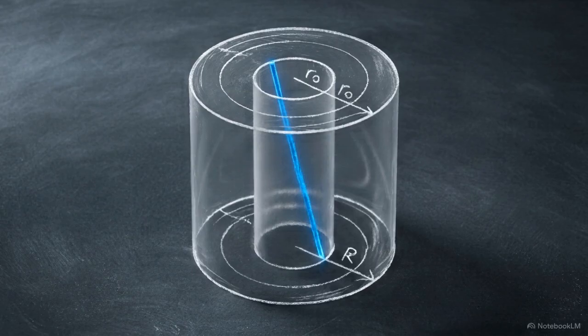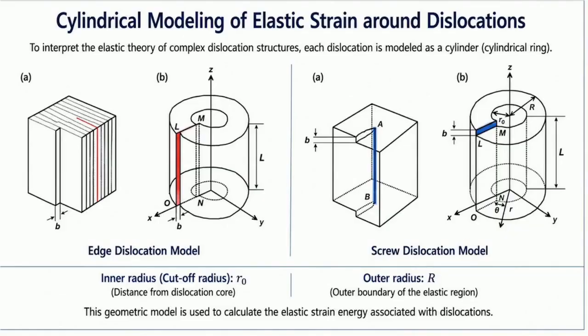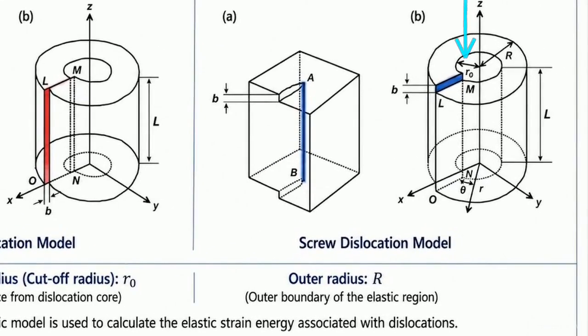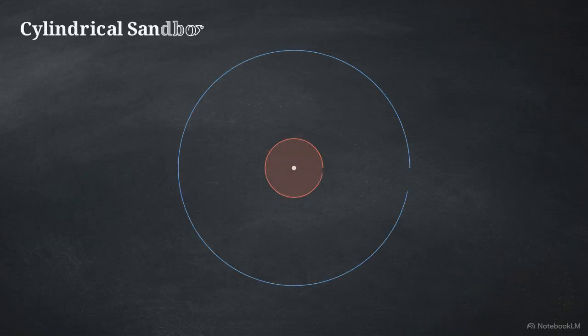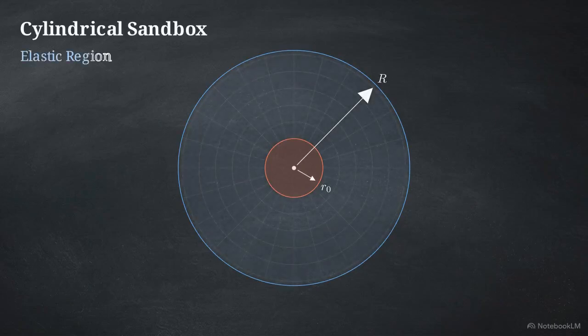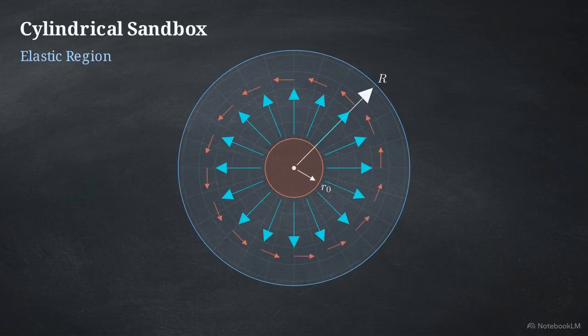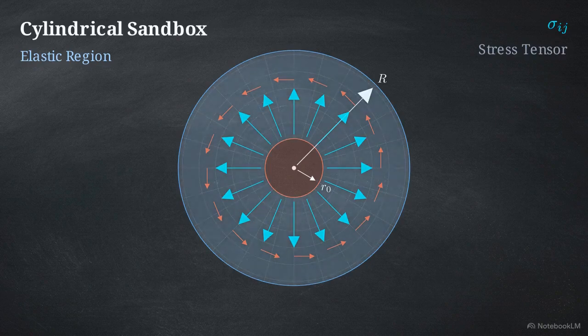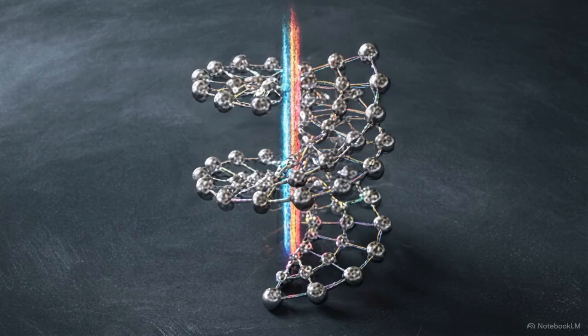This requires translating our linear atomic defect into a defined mathematical boundary. This geometric model solves the boundary problem by encapsulating the dislocation line within a hollow mathematical cylinder. We set an inner cutoff radius, R0, excluding the nonlinear core, and an outer radius, R, representing the elastic region's boundary. Constructing this cylindrical sandbox is the necessary first step to deducing the specific, localized forces generated by different types of atomic slips. We can now apply this boundary model to the first major defect type, the screw dislocation.